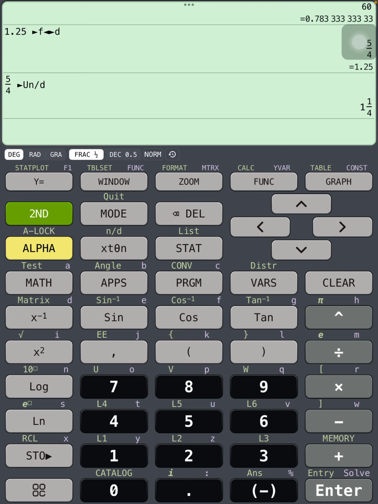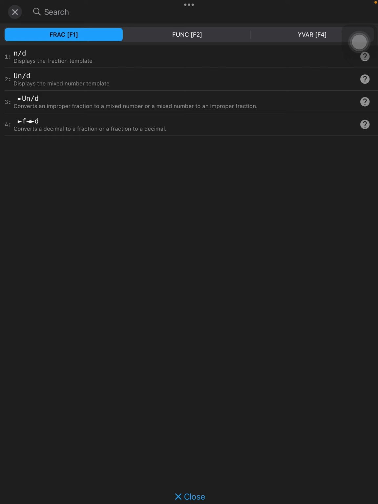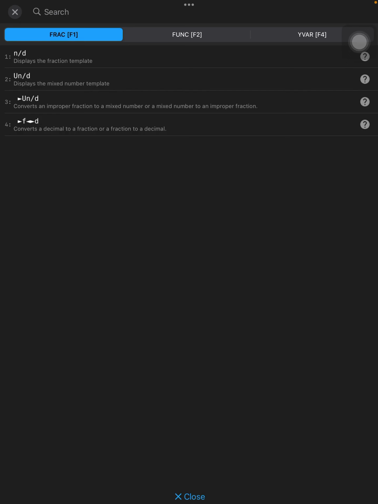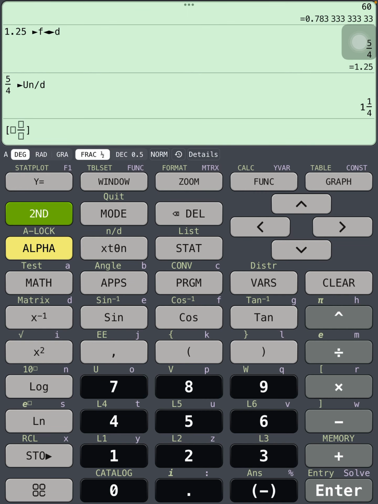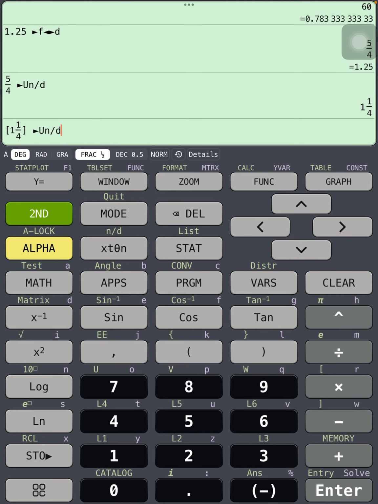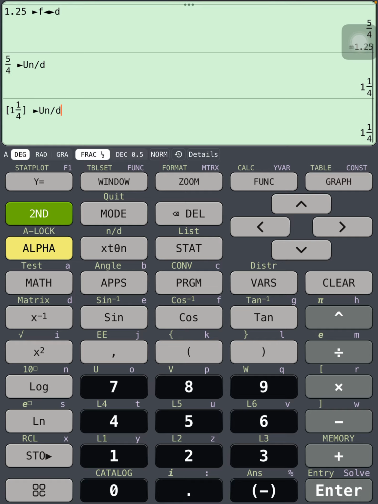I could also do 1 1/4, 1 and, no, it's not going to let me do that. How do I enter? There we are. Number 2 is going to let me enter a mixed number. And so you see this little template. So I'm going to press 1 and then arrow right to the numerator, and 1 arrow down to the denominator, quarter, arrow right to get out of there. And then I'm going to go alpha y equals again, and back to number 3 to convert to mixed number, to convert to the other form.